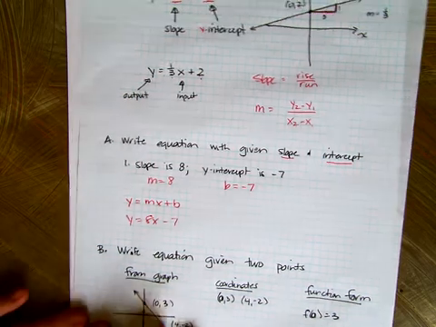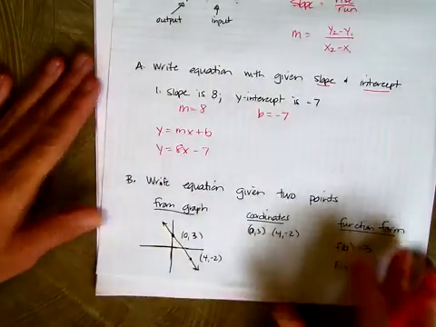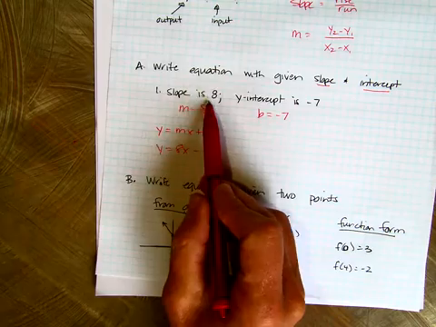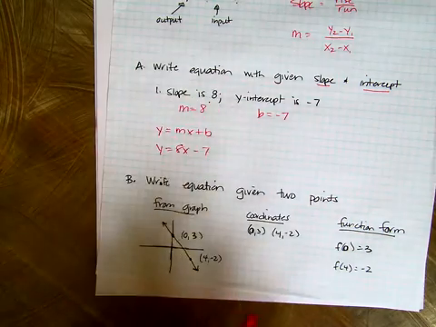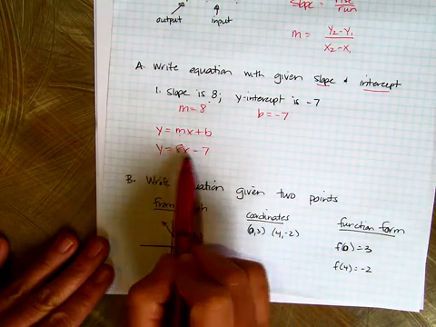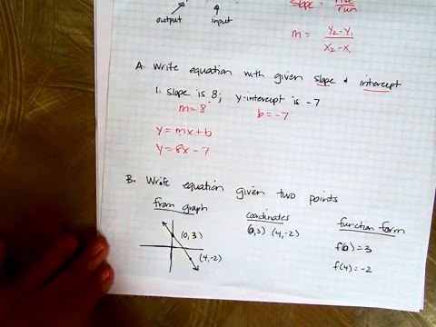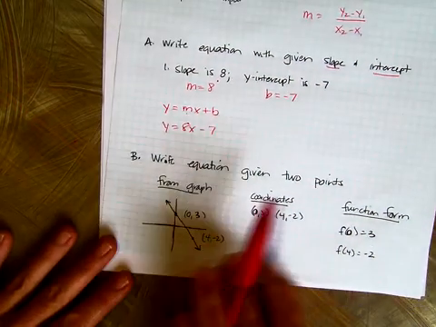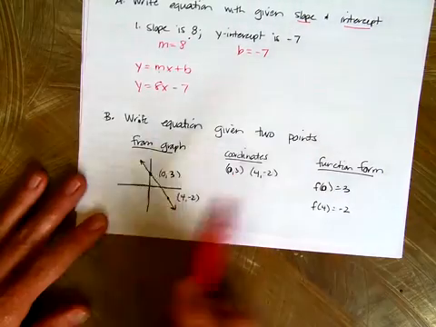That's the answer. Anytime you're given the slope and the intercept, that's about as fundamental as it gets. Just plug the slope in, the intercept in, and you have your relationship between the input and the output. So there's going to be a few examples coming up.